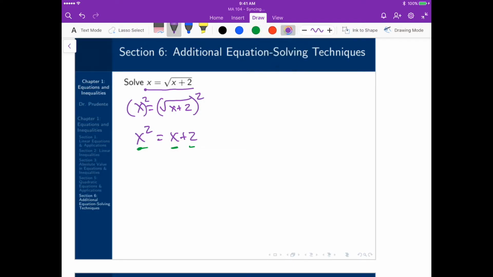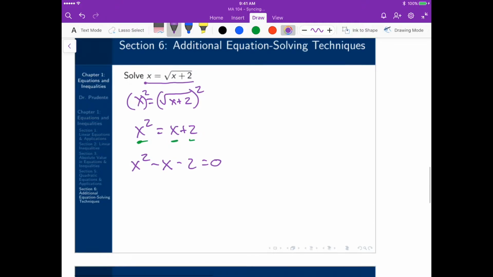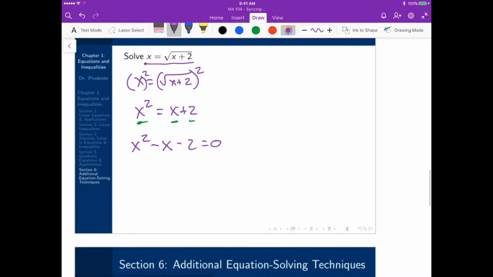So when we solve a quadratic, what we want to do is just bring everything over. x squared minus x minus 2 is equal to 0. And we can solve by any of the methods used in section 1.5. In this case, we're going to factor. x minus 2 times x plus 1 is equal to 0. And I get the values of x equaling 2 or x equaling negative 1.